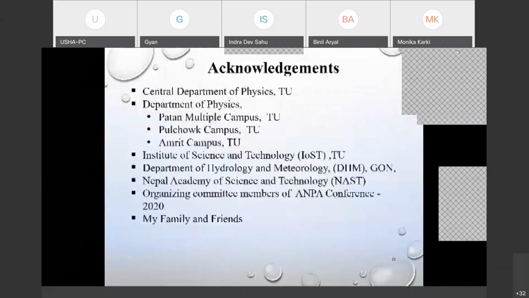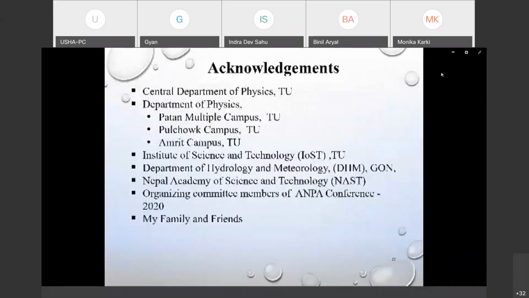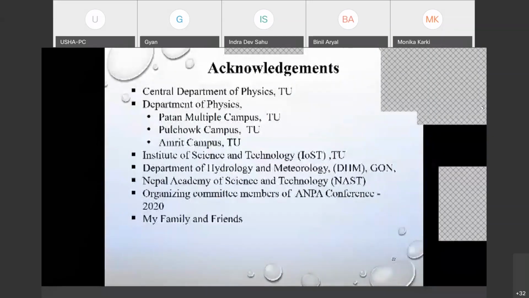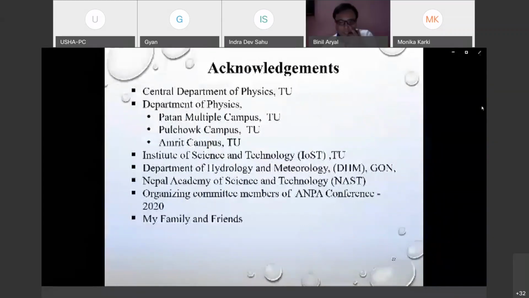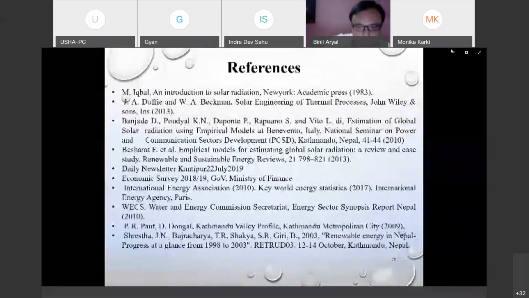Acknowledgement. Moving to the acknowledgement, I would like to express my sincere gratitude to the Central Department of Physics, Department of Physics, Patan Multiple Campus, Amrit Campus, Institute of Science and Technology, Department of Hydrology and Meteorology, Nepal Academy of Science and Technology, the Organizing Committee of ANPA Conference 2020, my family and friends. These are the references.